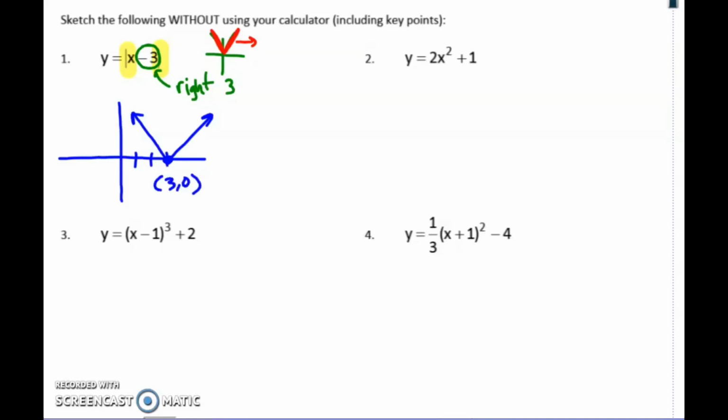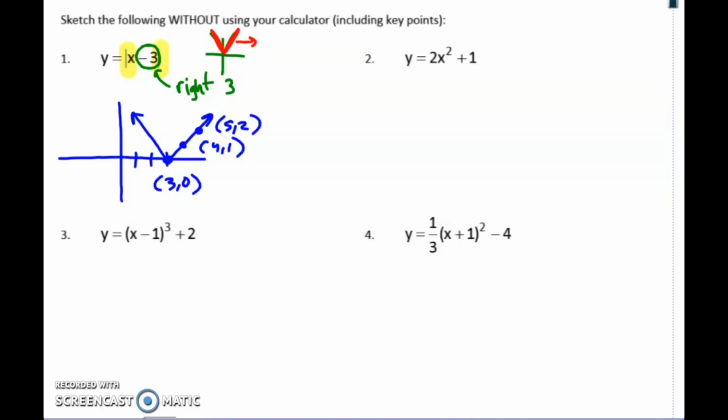Next, where do we go to get the next one? Well, I have to go right 1, up 1. So that's going to be (4, 1). Then from the vertex, I go right 2, up 2. So that's going to be (5, 2). So I got those key points without coming up with an XY chart, just using the transformations and my knowledge of the parent function. Okay, go to number 2.